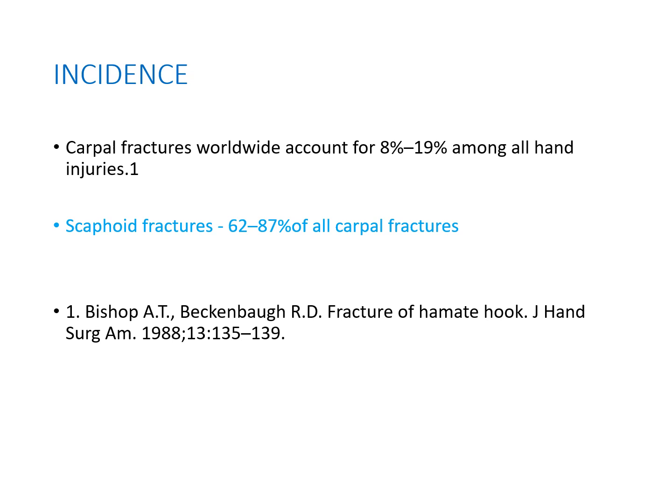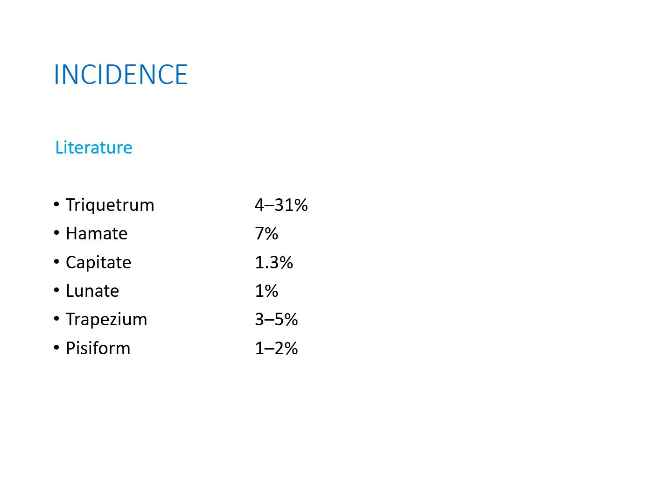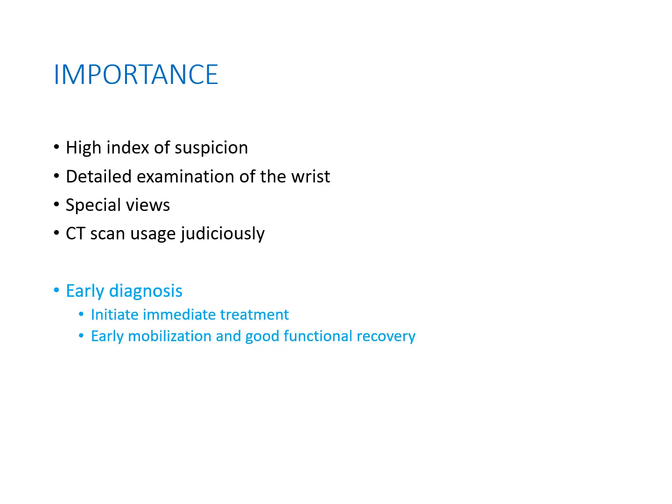Carpal bone fractures account for around 8 to 19% among all hand injuries, and the majority are scaphoid fractures. The second most fractured carpal bone is the triquetrum. It is important to identify carpal bone fractures at the early stage. Then we can start early management, and depending on the success, there is a high chance of early mobilization and good functional recovery of the wrist.